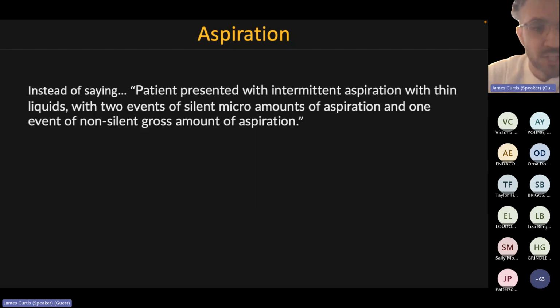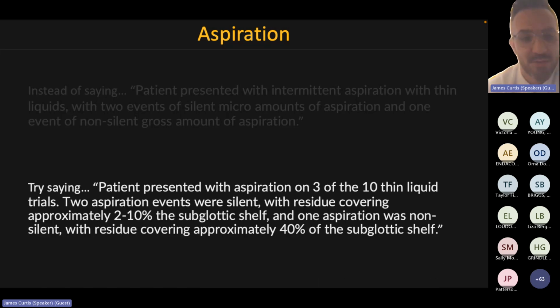So instead of saying that patient presented with intermittent aspiration with 2 events of silent micro amounts of aspiration and 1 event of non-silent gross amount of aspiration, because I don't really ever say these terms, but certainly a lot of people used to or currently say things like micro aspiration or gross aspiration, we could just as easily say percentages. We could say they presented with intermittent aspiration. 2 events were silent with residue covering around 2 to 10% of the subglottic shelf, and 1 event was non-silent, covering around 40% of the subglottic shelf. So we could easily give estimated percentages to describe the amount of aspiration that we're seeing as well.